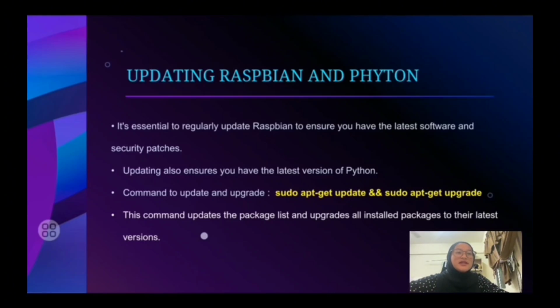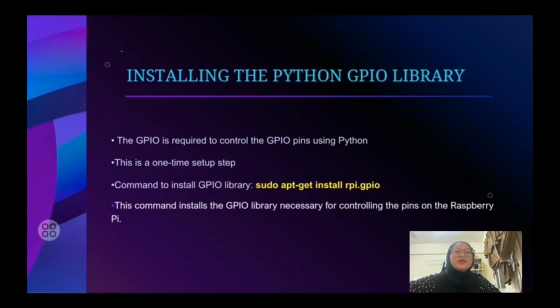The command to update and upgrade is sudo apt-get update and sudo apt-get upgrade. These commands update the package list and upgrade all installed packages to their latest versions. Next, installing the Python GPIO library. The GPIO library is required to control the GPIO pins using Python. This is a one-time setup step. The command to install the GPIO library is sudo apt-get install rpi.gpio. This command installs the GPIO library necessary for controlling the pins on the Raspberry Pi.